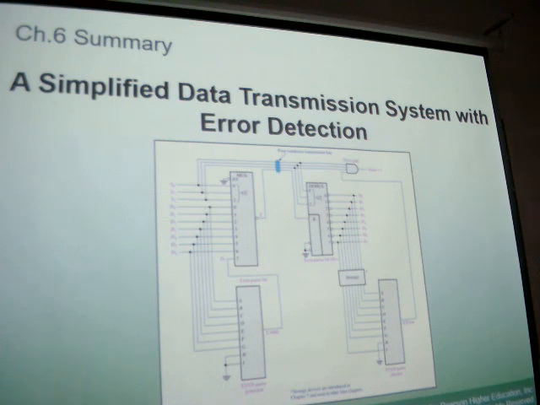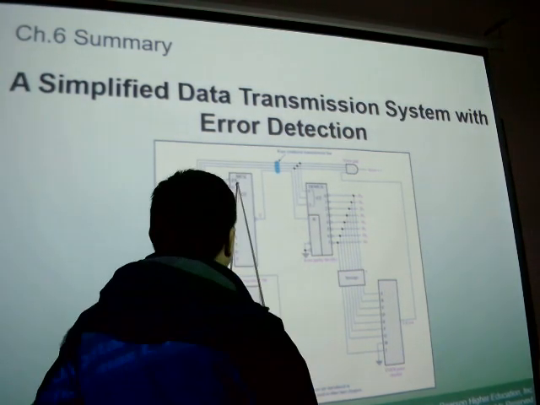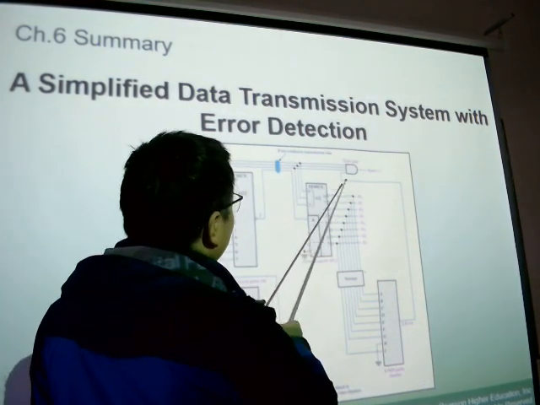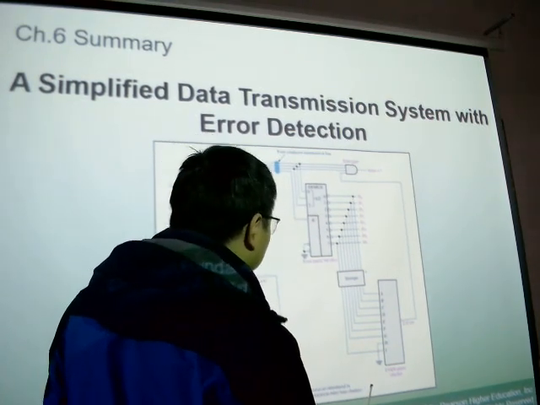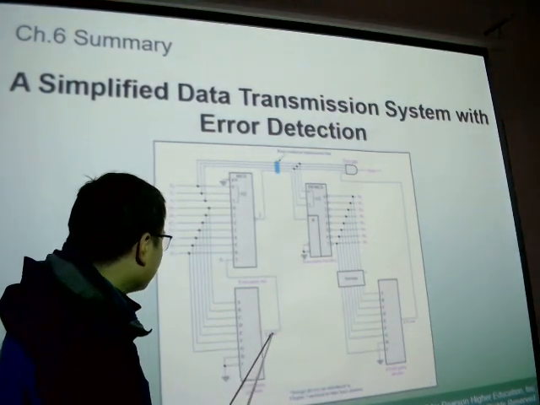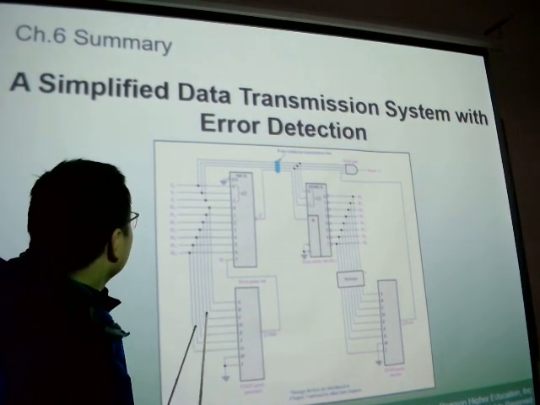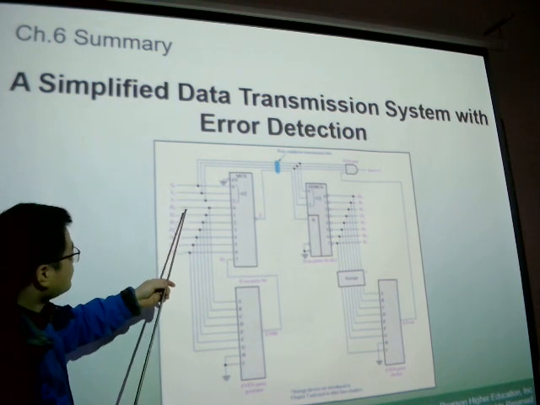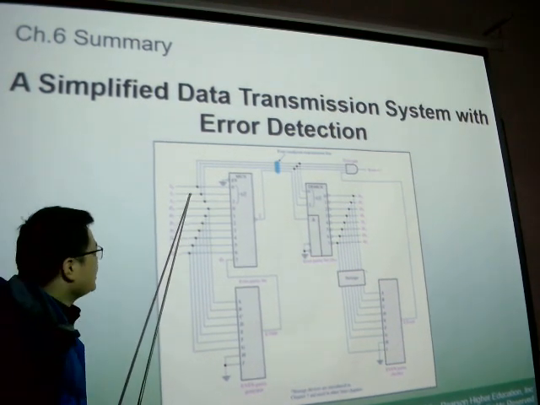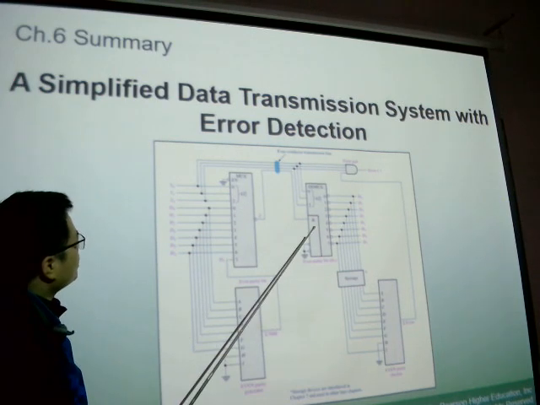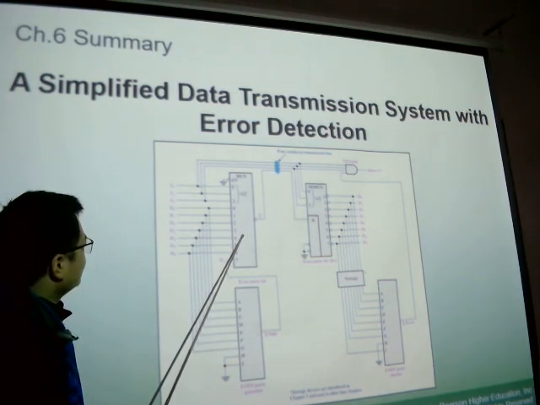This is a simplified data transmission system with error detection. It has a mux, an error gate, an even bit and an odd bit. The three inputs are the select inputs. They are used to decide which input will be selected.